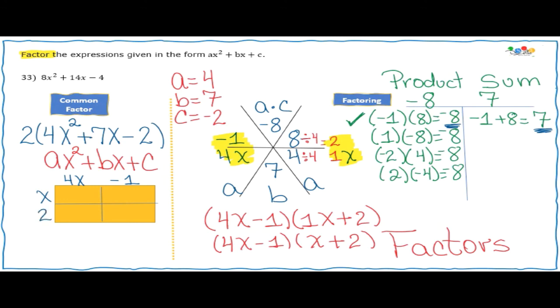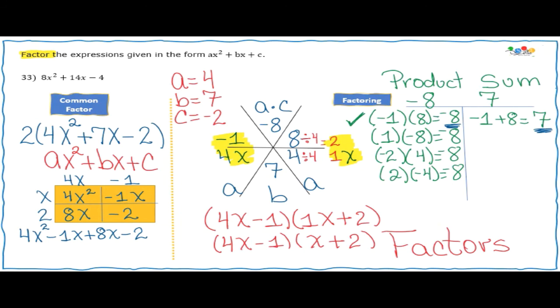Okay, so let's multiply. 4x times x gives me 4x squared. x times negative 1 gives me what? Negative 1x. 4x times 2 gives me 8x. And 2 times negative 1 gives me negative 2, right? So now the next step is to rewrite all the terms that are inside the boxes. So let's write them down. The first one is 4x squared minus 1x plus 8x minus 2, right?